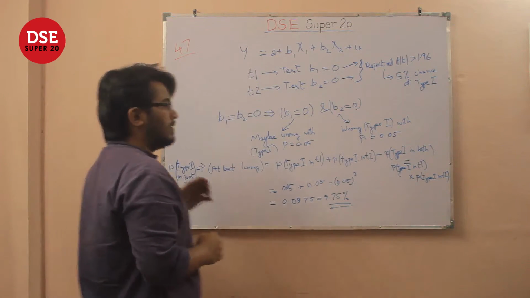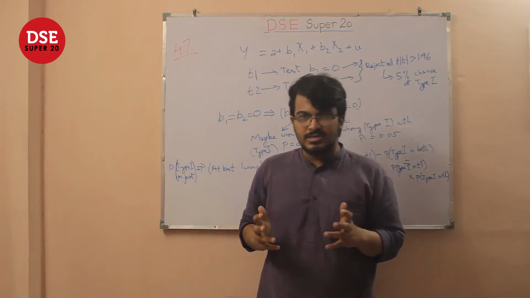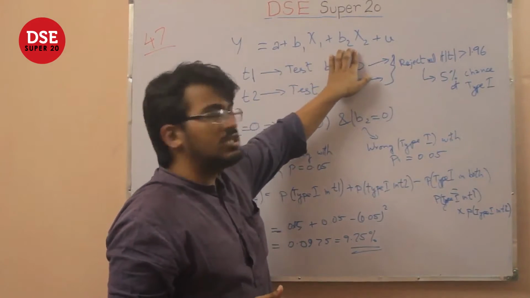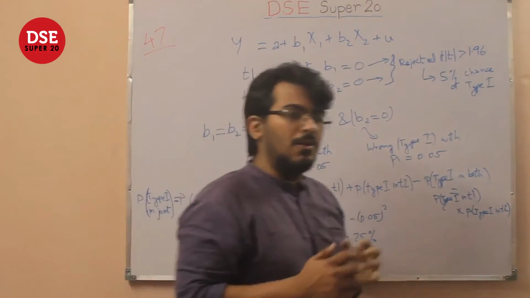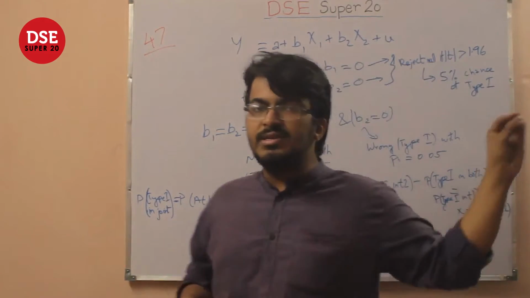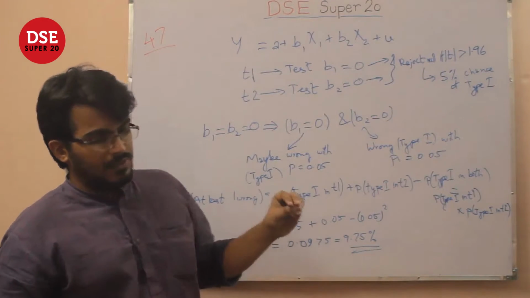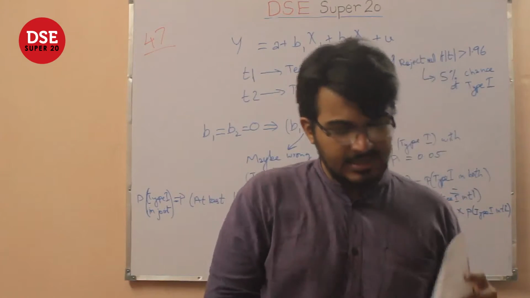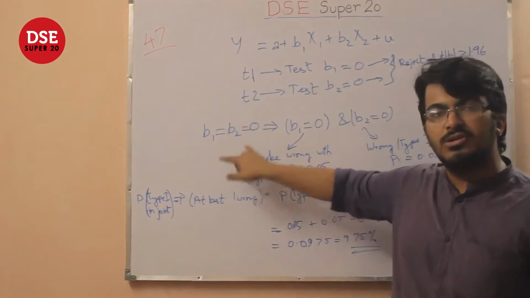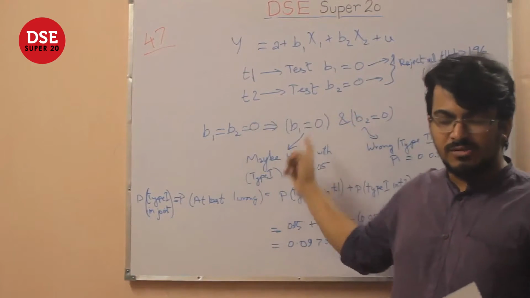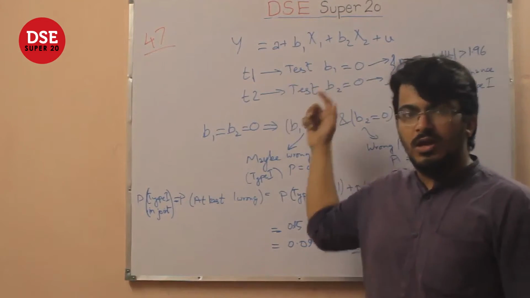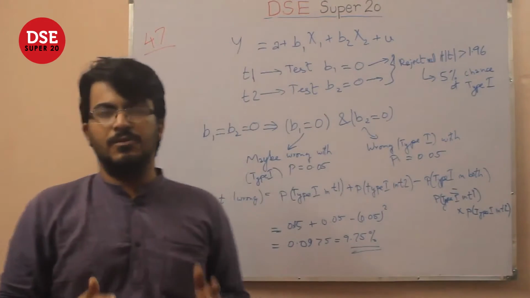Now, you have two different test statistics. One which tests whether b1 equal to 0, and one which tests whether b2 equal to 0 in this particular case. Now, the question asks, what is the probability that if you use this test, you reject the null hypothesis that b1 equal to b2 equal to 0, that they are both simultaneously 0, if either t1 or t2 exceeds 1.96 in absolute value. What does this mean?